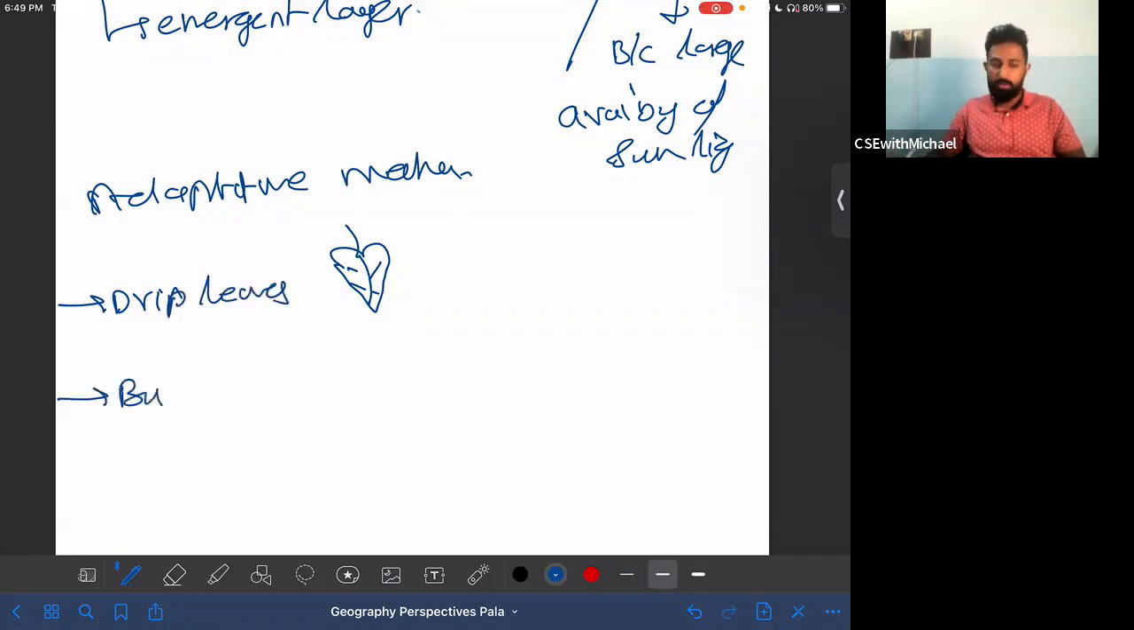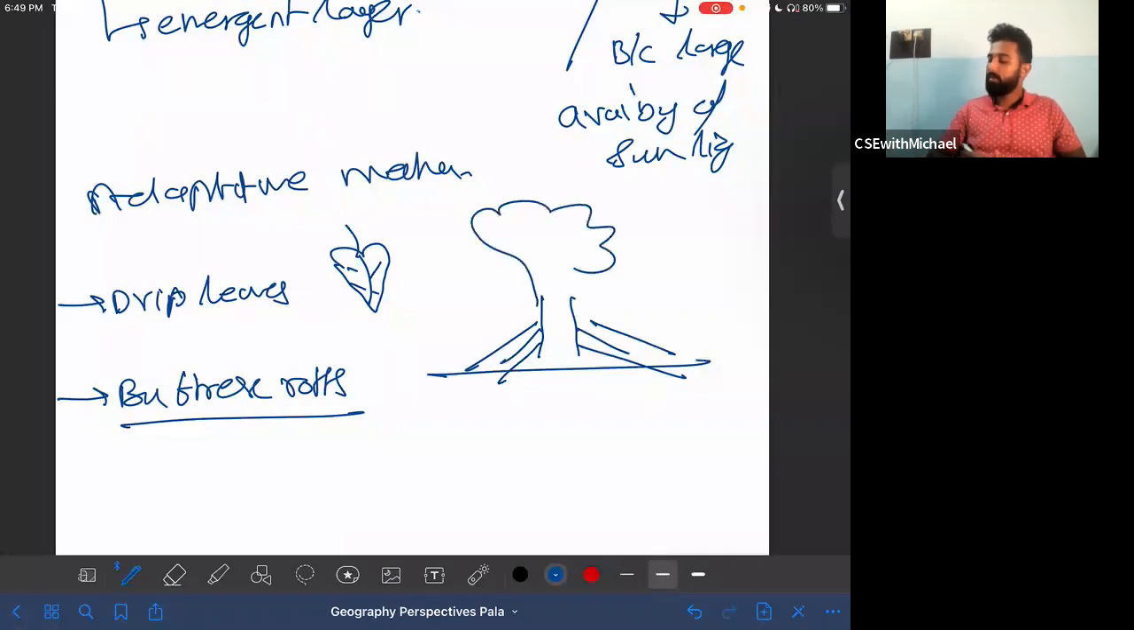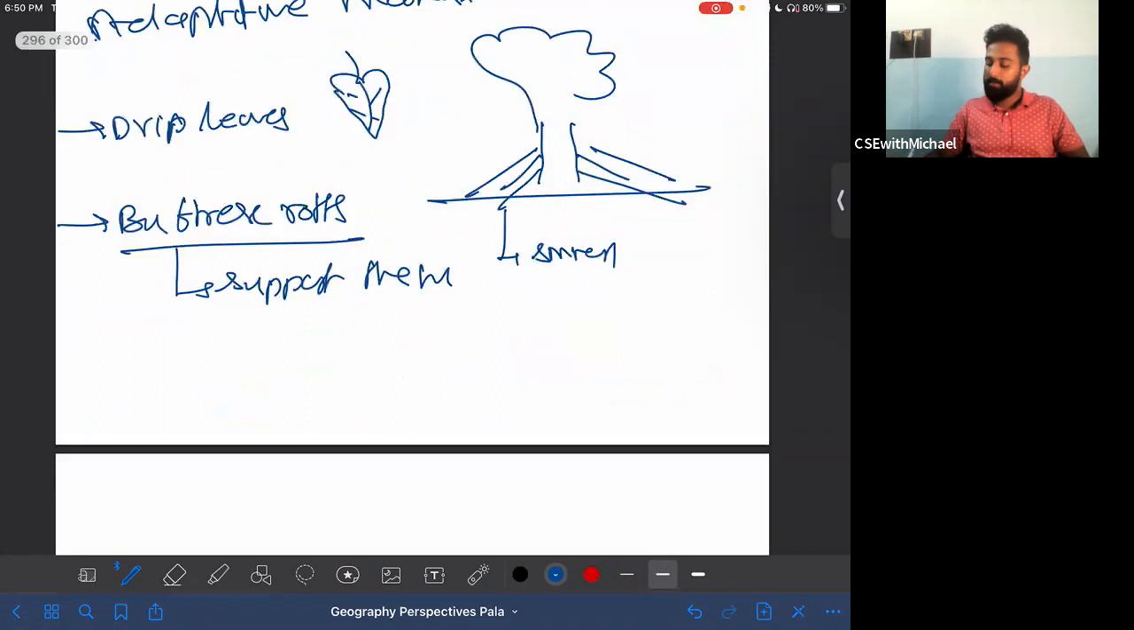Then another one is buttress roots. Suppose the plant is like this, there would be large, large roots found there. So a larger resource base area, and also to find minerals from the region, and also to support. These are very huge trees, so buttress roots are required to support the trees. Then thick barks are there.